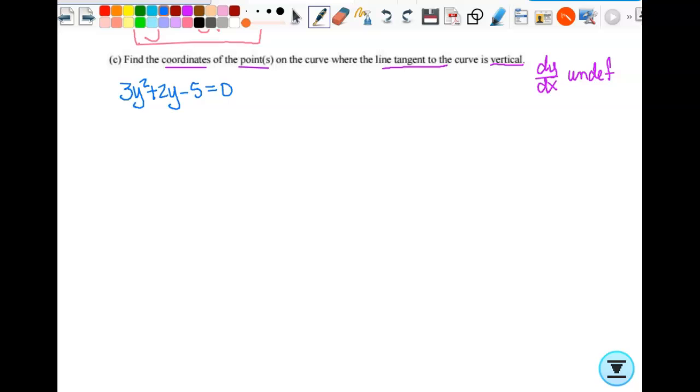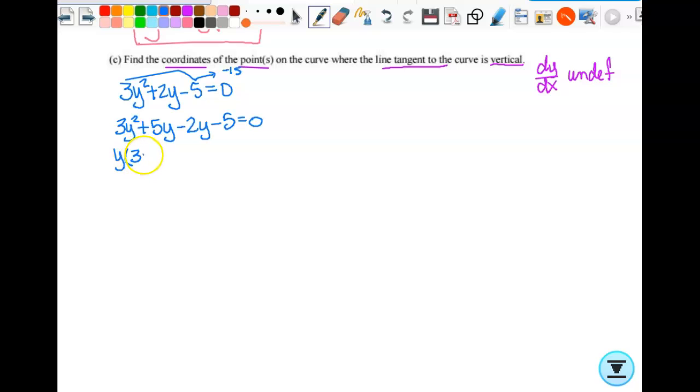Then we're going to factor it. So I can multiply and get -15. Two numbers that multiply to get me -15 and subtract to give me 2: 3 and 5, right? So 3y squared plus 5y minus 2y minus 5 equals 0.